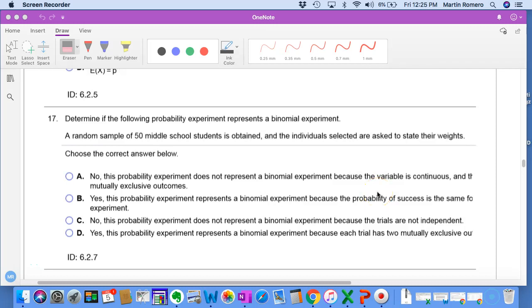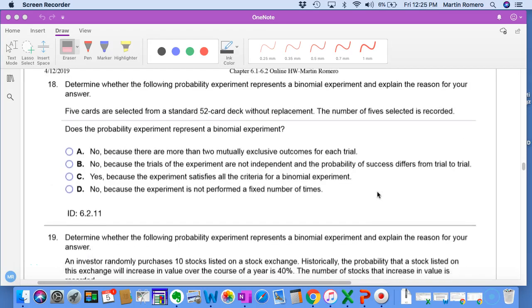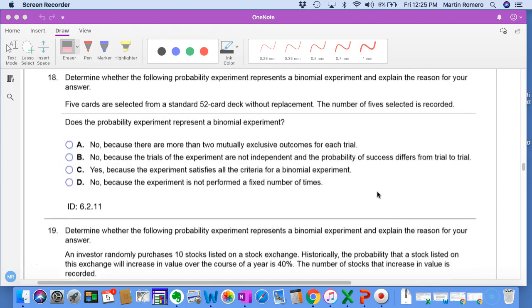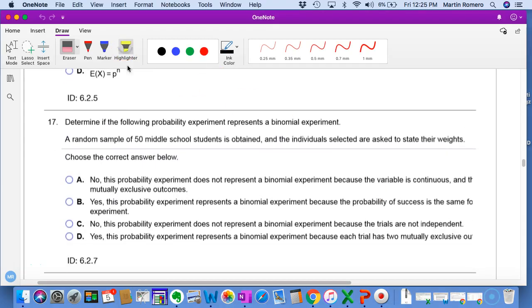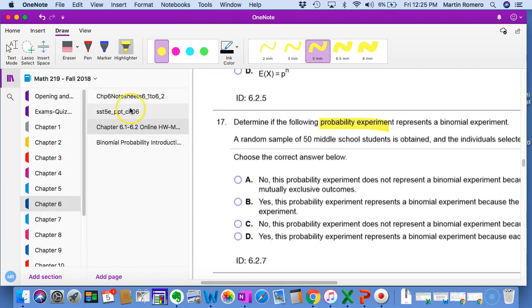Let's look at Chapter 6.2, numbers 7, 11, and 15 quickly. And it really is just going back to the idea of what is a binomial probability experiment. All right, determining this binomial probability experiment. In order to answer these questions, we need to quickly go back to your definitions from your note sheets.